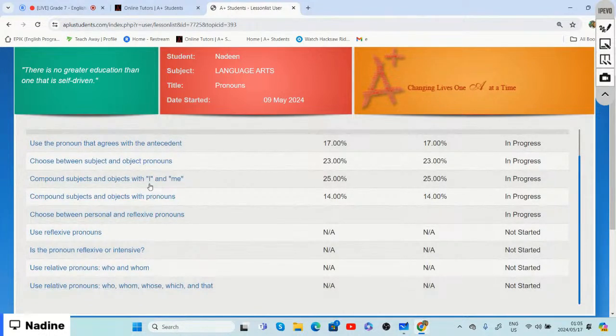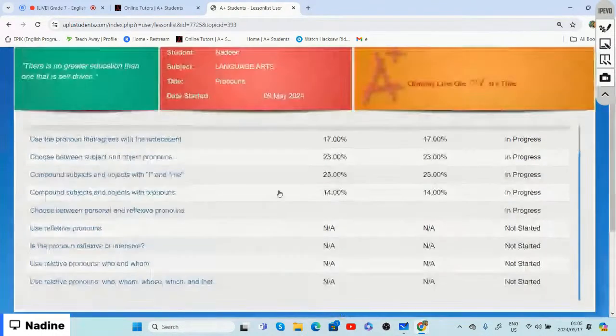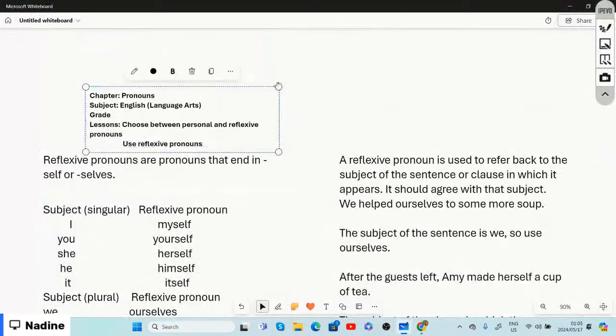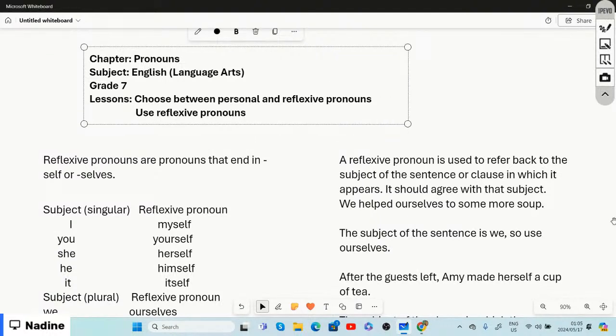Today we are going to do 2 of the lessons, and when we do our next lesson, we are going to finish off pronouns. So we're basically doing pronouns again next time. All right, so our chapter is pronouns. Our subject is English Language Arts, grade 7. And the lesson that we're focusing on is to choose between personal and reflexive pronouns.